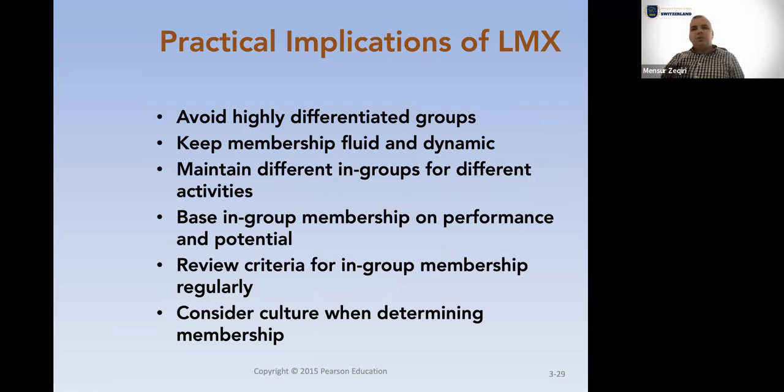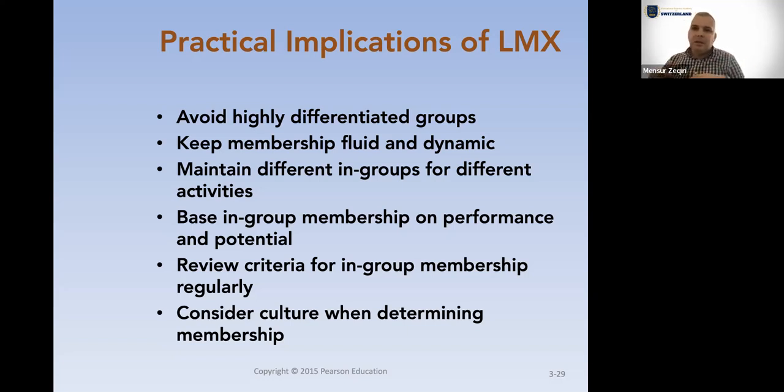Organizations, especially leaders, should avoid highly differentiated groups. I remember when I used to work for Coop, another company, which is a chain market here in Switzerland. This was something clearly visible in the department that I worked in. However, sooner or later it created problems. That's why, as a leader, you should avoid highly differentiated groups where you can easily recognize who is part of the in-group and who is part of the out-group.